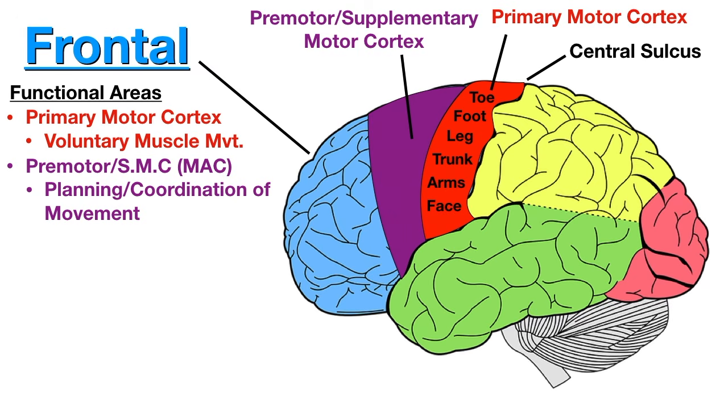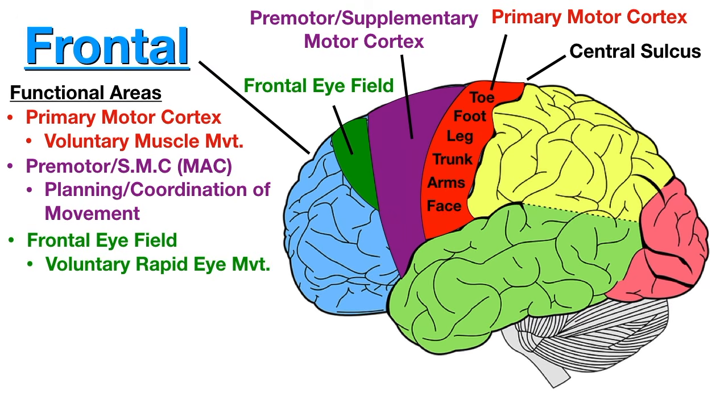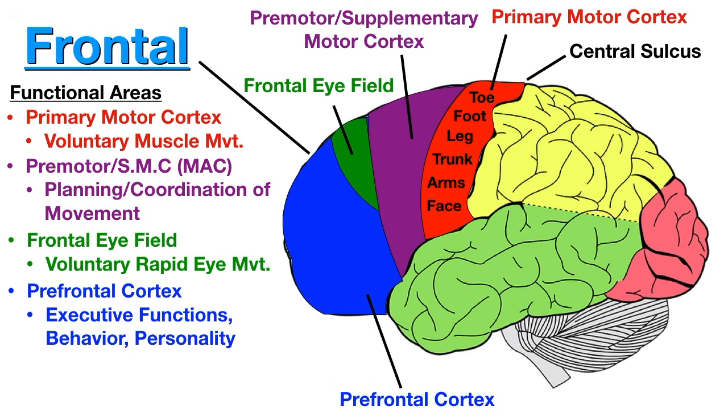The next functional area is just anterior to the motor association cortex. It's known as the frontal eye field, and its job is fairly simple. It's involved with voluntary eye movements, specifically rapid eye movements. So far we've talked mostly about those physical motor actions. But like we said earlier, the frontal lobe is also involved with mental actions like executive functioning. This is where the prefrontal cortex comes into play. The prefrontal cortex is the functional area that sits at the front of the frontal lobe, and it's involved in all of those executive functions that we talked about earlier, as well as behavior, personality, memory, and learning.